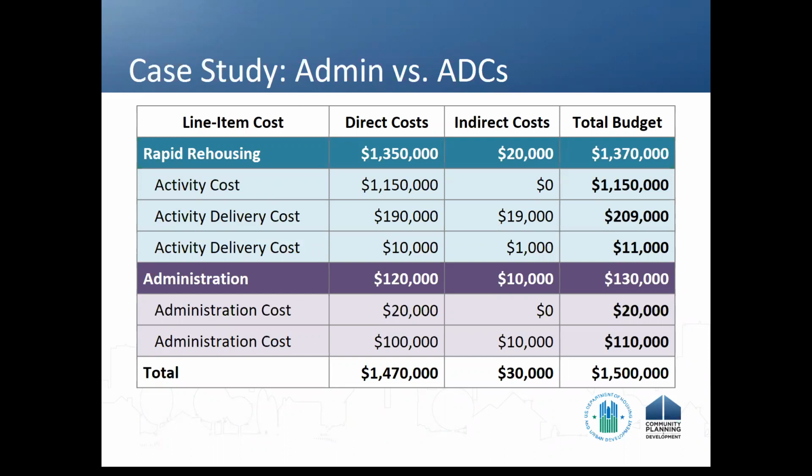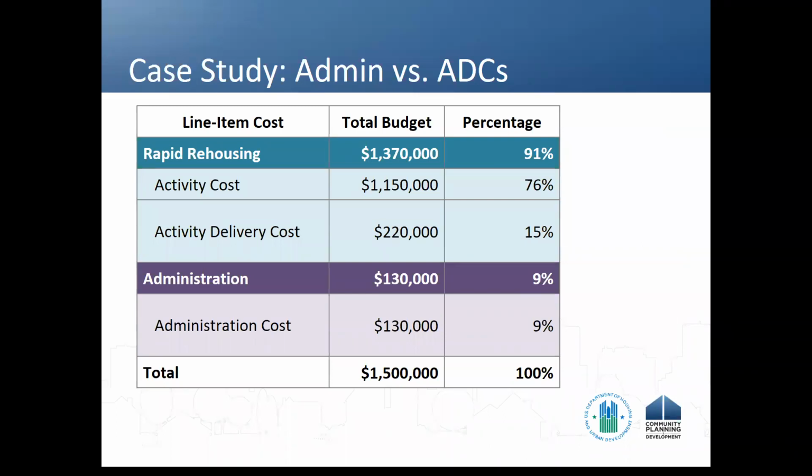Direct payments to beneficiaries of the Rapid Rehousing Program are considered direct activity costs. Staff salaries to implement the Rapid Rehousing Program and the cost of supplies and materials used solely for the Rapid Rehousing Program are considered activity delivery costs. And finally, the purchase of equipment used solely for the ESG-CV grant as a whole and staff salaries to administer the entire ESG-CV award are considered administration costs.